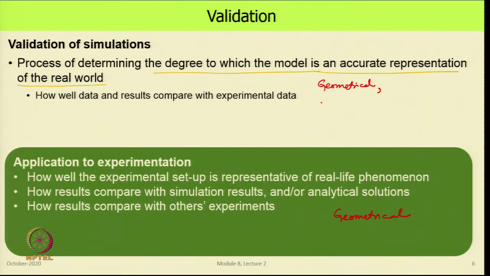Then there is the issue of comparing what we got from, in this case, the numerical simulation versus what we got from the real world, from the world of measurements.